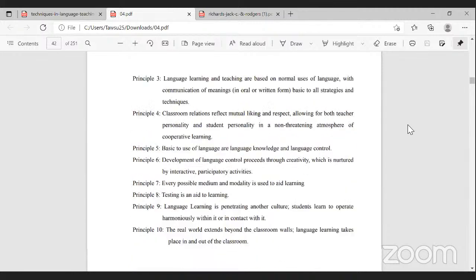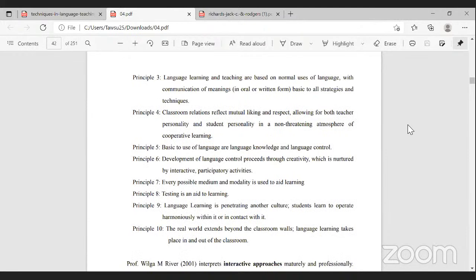Principle 4 is that classroom relations reflect mutual liking and respect, allowing for both teacher personality and student personality in a non-threatening atmosphere of cooperative learning. So basically, there has to be mutual respect and liking between the teacher and the student, and the environment has to be non-threatening, cooperative and friendly, so that the process of teaching and learning becomes effective.